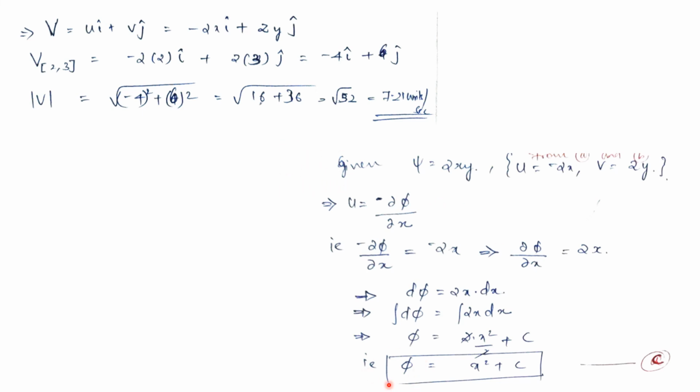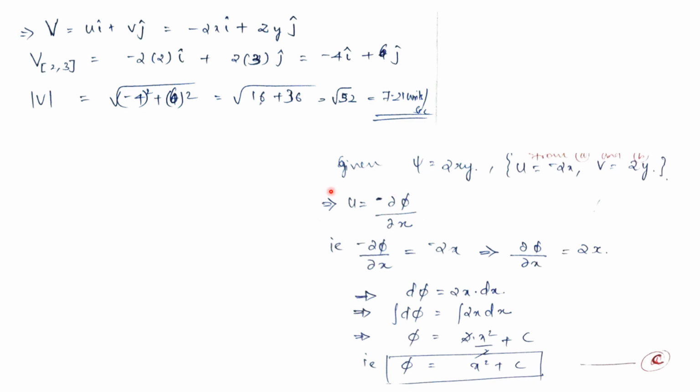Inside this we have to find phi, the value of the velocity potential function. So psi is given as 2xy. From this we have to find the potential function. You know u is equal to minus 2x and v is equal to 2y. Substitute that.